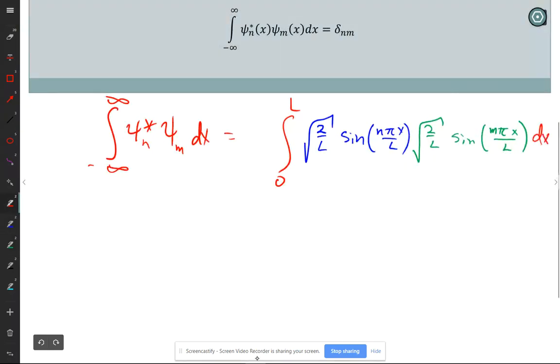Oops, dx. And this x does not look very xy. There we go. So there I have rewritten it, and we want to actually calculate this integral. To calculate this integral, well, I have two sines multiplied by each other.